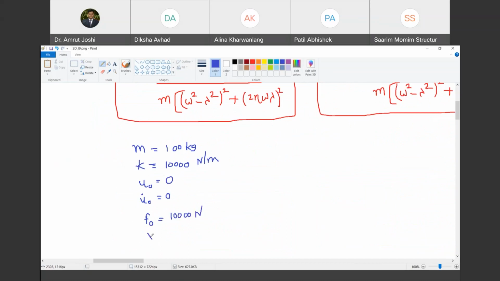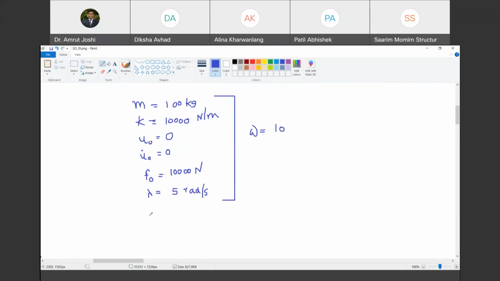And what is the value of lambda that we have taken? Lambda, let us take it less than omega. So what is the value of omega here? It is 10. So therefore this value I will take as 5 radian per second. Are you with me? So lambda is 5 radian per second. Omega therefore turns out to be 10. What is the value of eta that we are taking? Eta is 0.05.